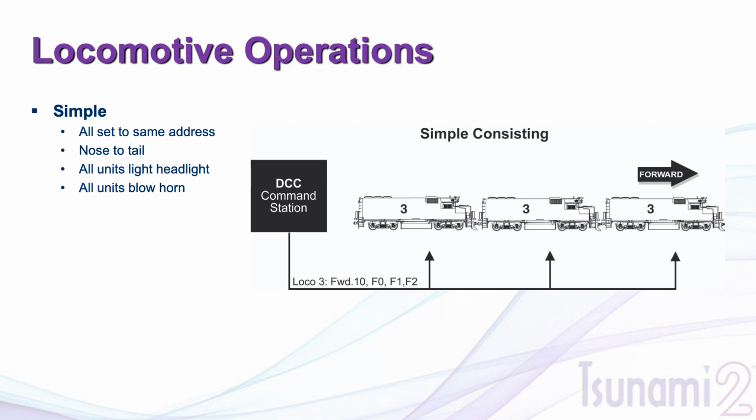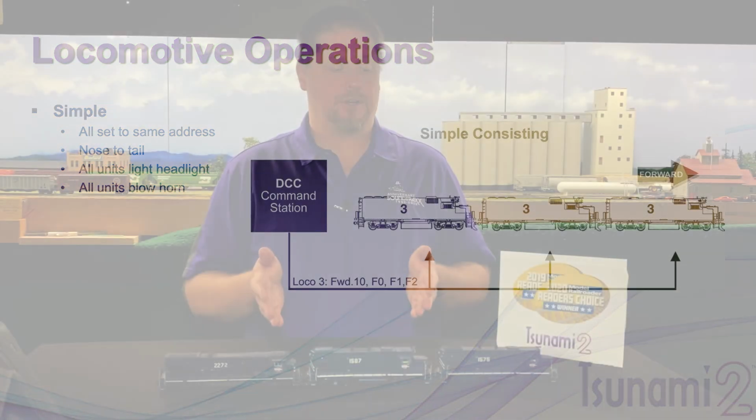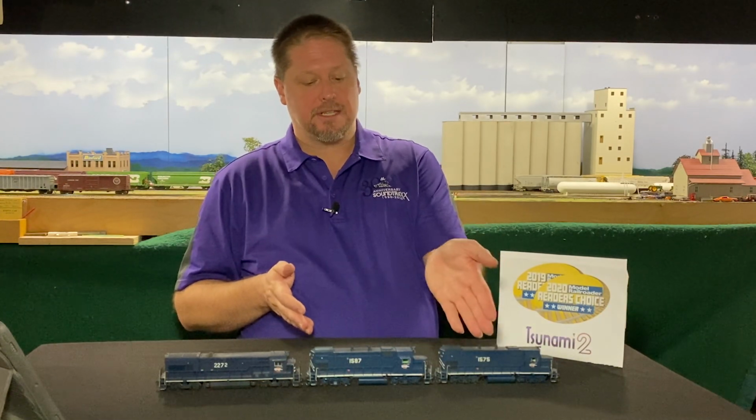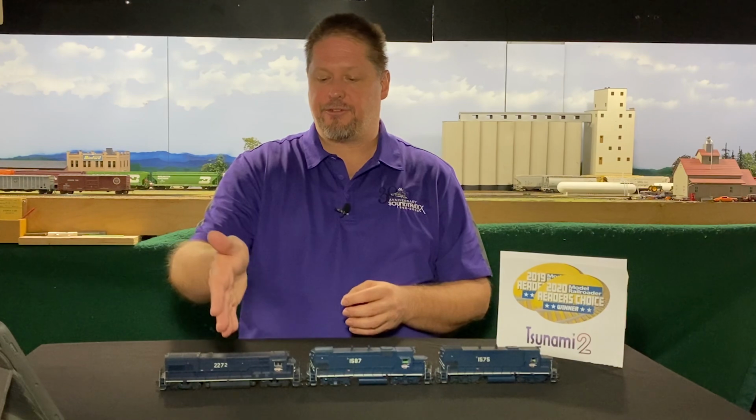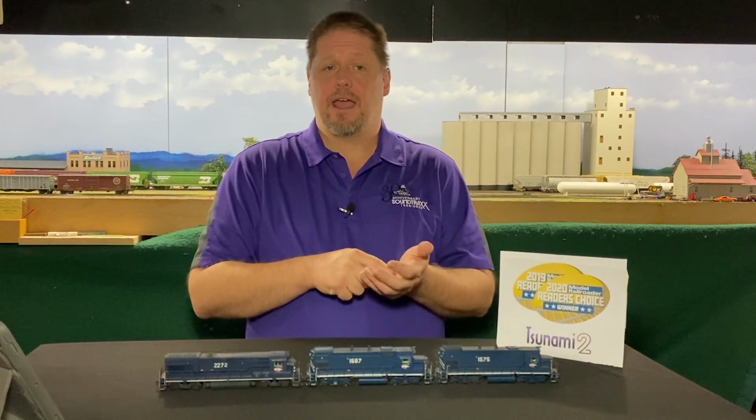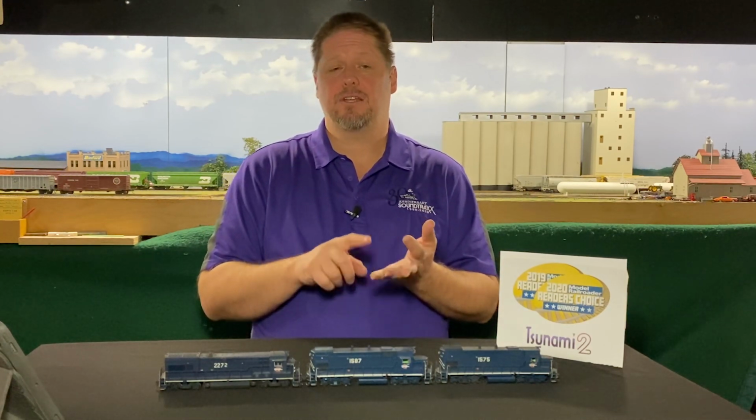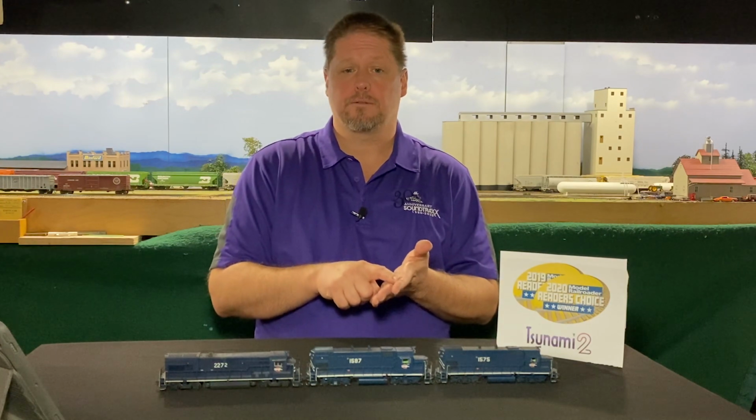So first off, let's look at what a simple consist does. A simple consist would basically force all three locomotives to run the same direction. You're going to set them all to the same address. So we're going to set them all, say, to 1575, 1575, and 1575. So with my DCC command, hey everybody listen up, locomotive 1575, move forward, speed step 10, turn on F0, turn on F1, turn on F4.